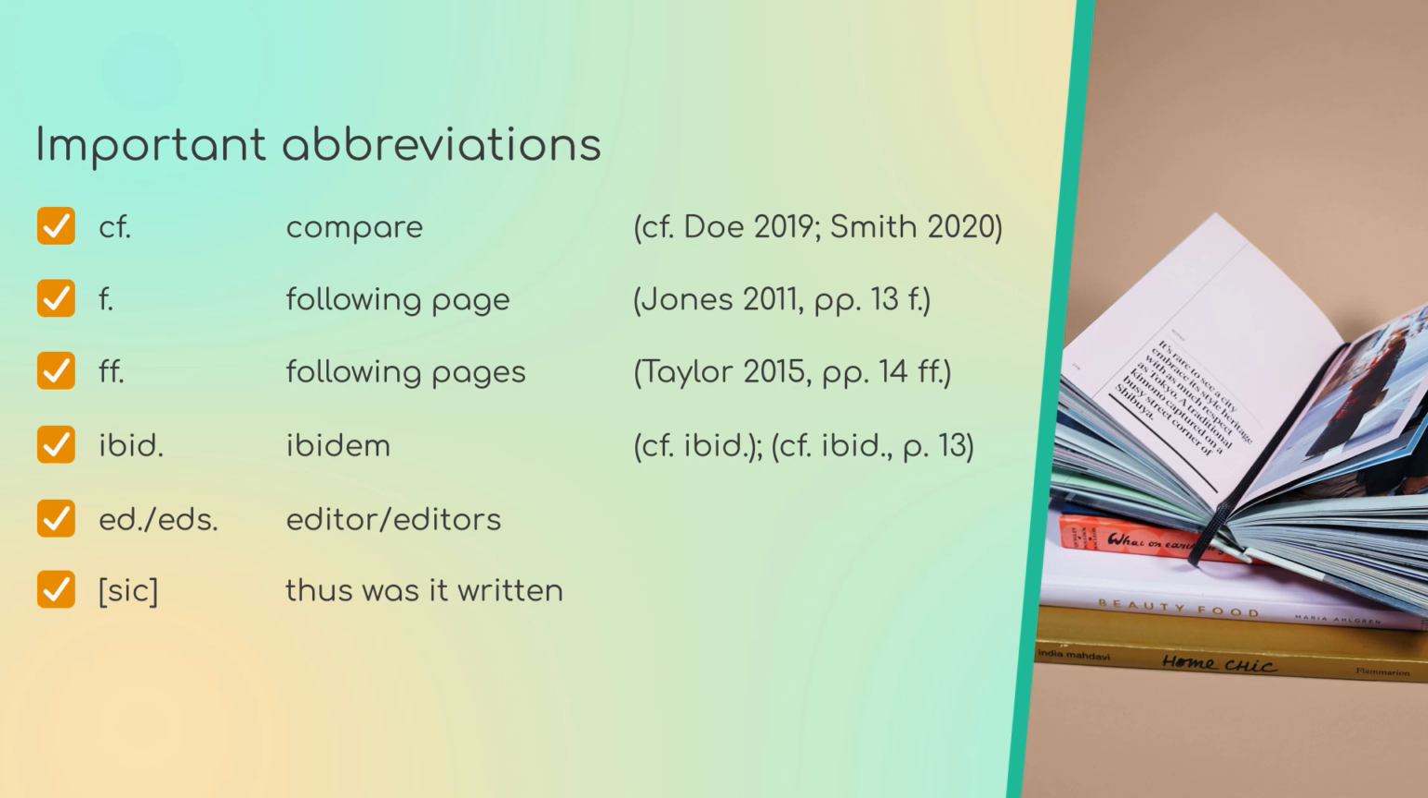Another common Latin abbreviation is et al. for et alii, which means and others. It is used when a source has 3 or more authors.